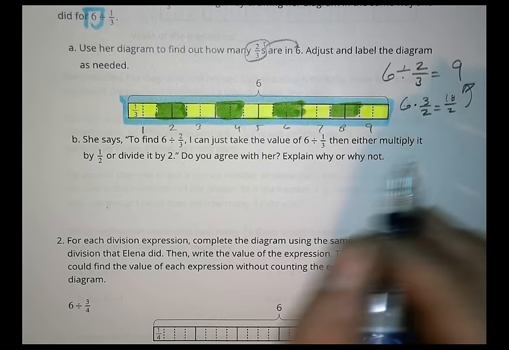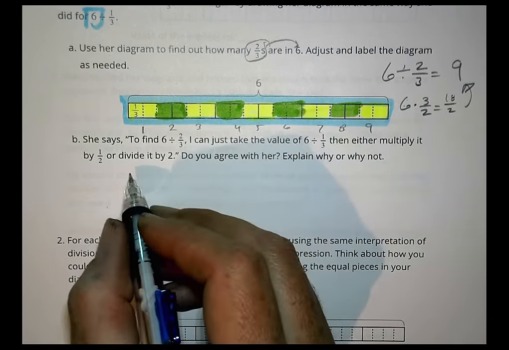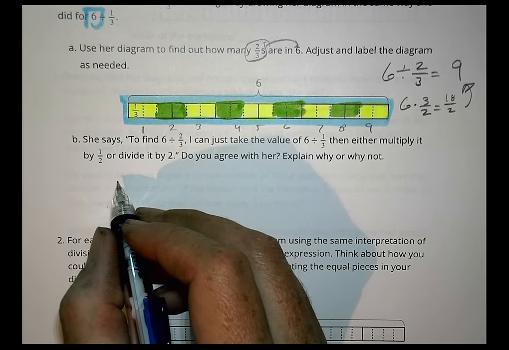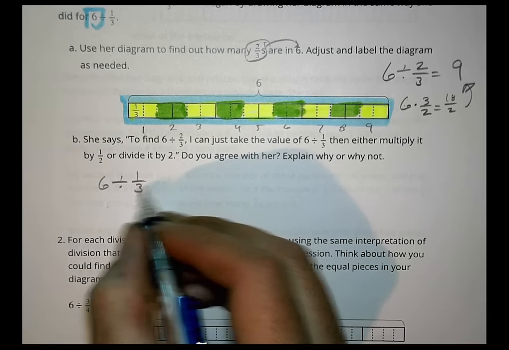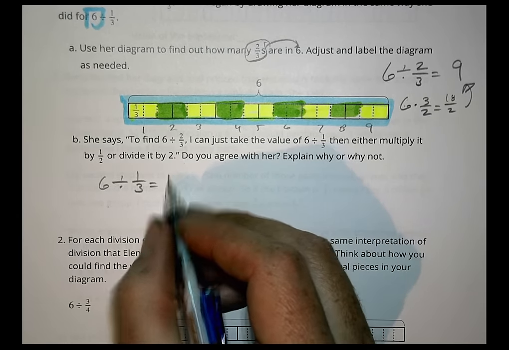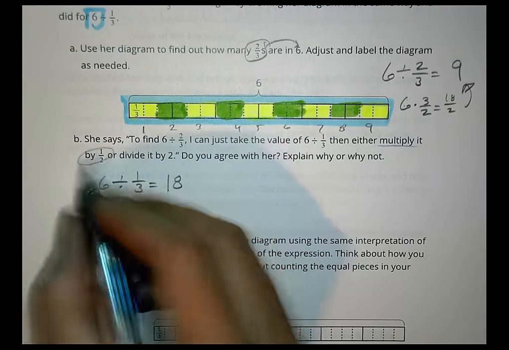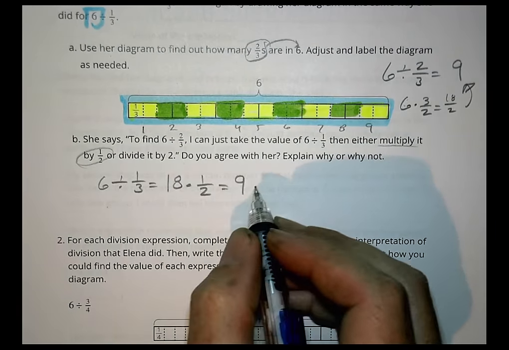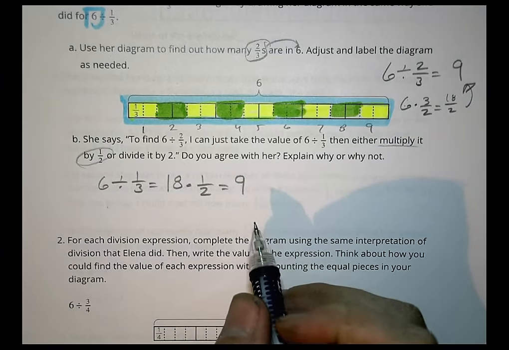Sorry, I'm double checking my things here. So take the value of 6 divided by 1/3. Let's double check. 6 divided by 1/3, that's going to be equal to 18, right? Now, if we multiply it by a half, that's going to be times a half, which is going to equal 9. Now, does that work, the same answer? Yes, it does. So it works out just fine.